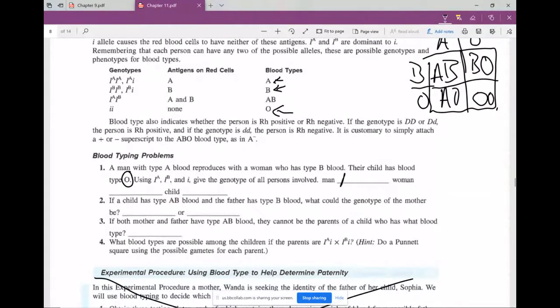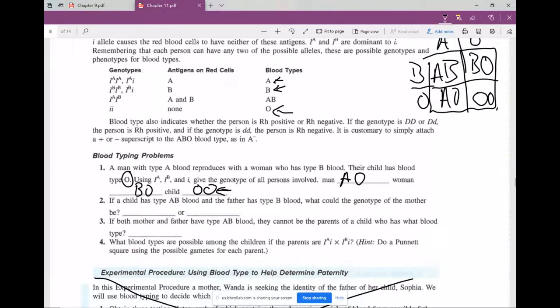The man will be AO, the mother will be BO, and the child will be OO. The only way that you don't have A or B is if you have the O blood type. It's not really a recessive condition, it's more of an absence of the presence of the B allele or the A allele.